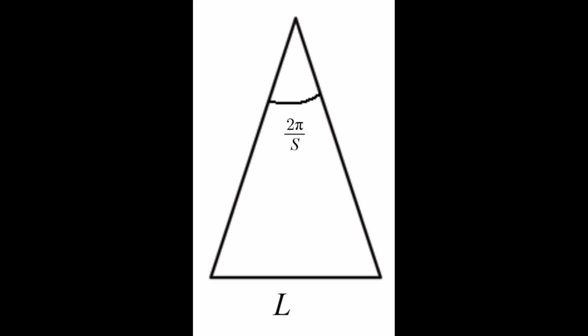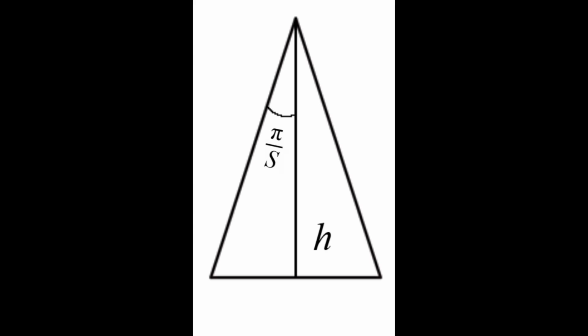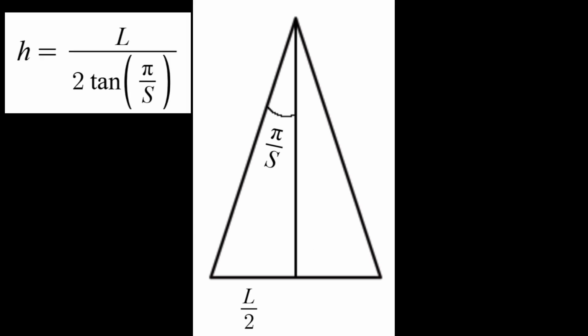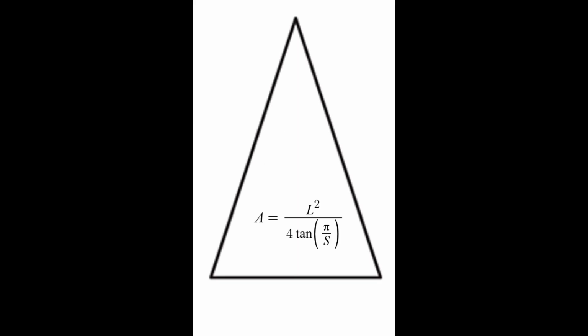Now that we have our triangle, we can cut it in half to figure out the height. If we look at this right-angled triangle, we will see it has an angle of 2 pi over 2s, or pi over s, and opposite to it, there is a length of l over 2. We can use trigonometry to figure out that the height is l over 2 tan pi over s. Then we multiply this height by the length over 2 to get the area of one of our triangles, which is l squared over 4 tan pi over s.